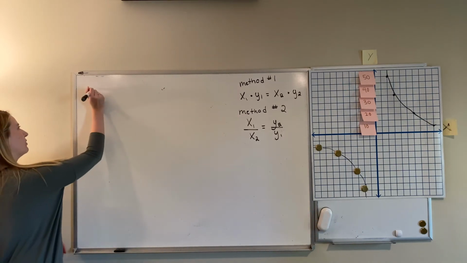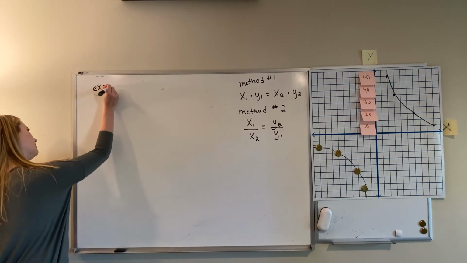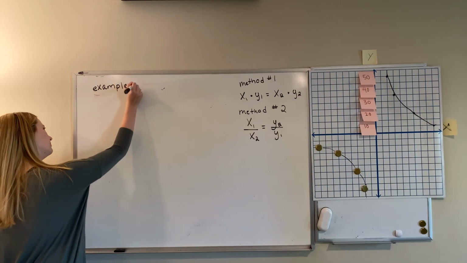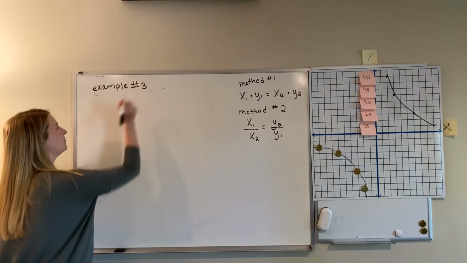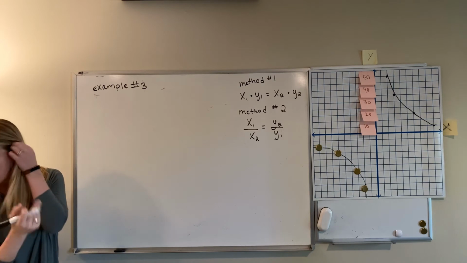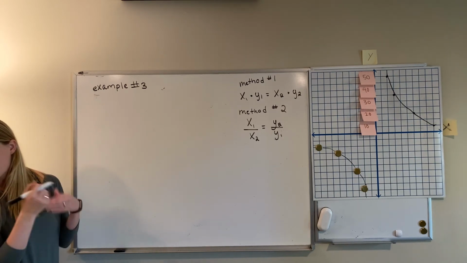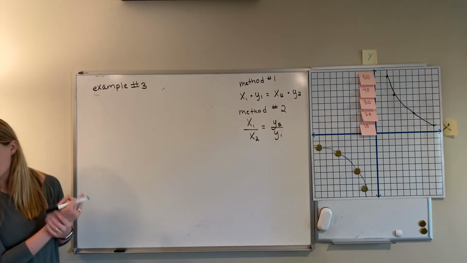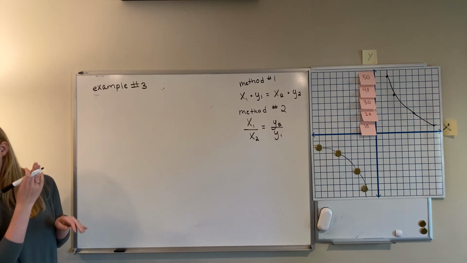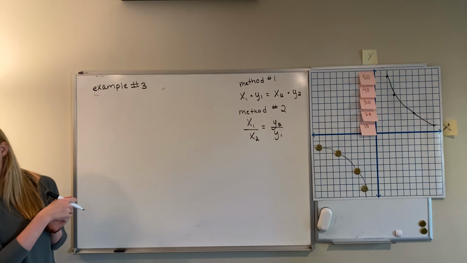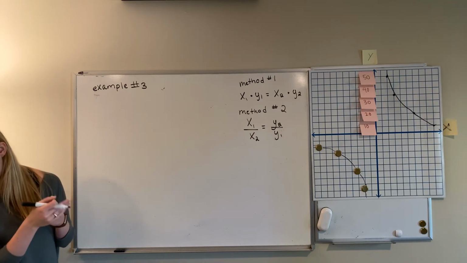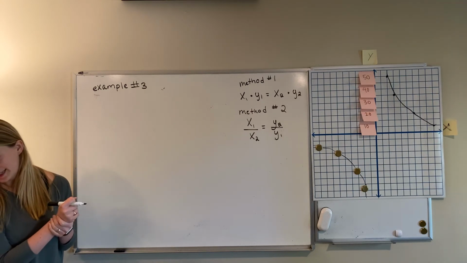Alright, example 3. We're going to do both of them, method 1 and method 2. So y varies inversely as x. So we have an inverse relationship, that's what that italicized phrase says. And y equals 4, x equals 7. Find x when y equals 14.